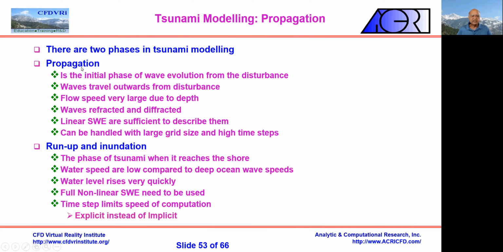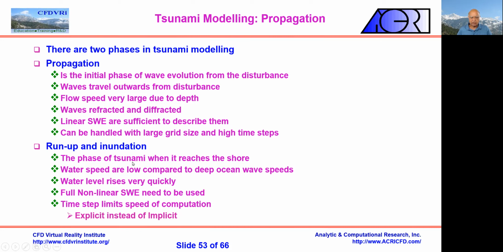And there are 2 phases. One is the initial phase of the tsunami wave evolution: a disturbance, and waves travel from the disturbance, and the flow speed is very large due to the depth at the time, okay? So the waves move at very high speed, okay? And, you know, you can't outrun these waves at that time, okay? So then you can do a run-up calculation.